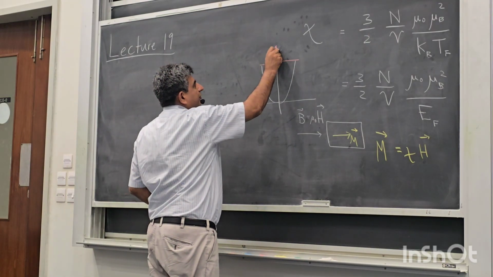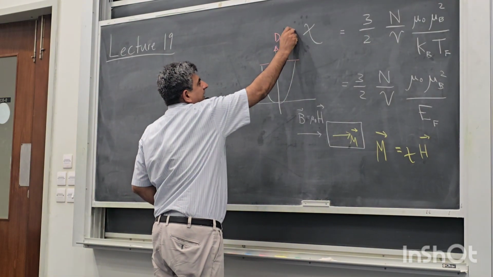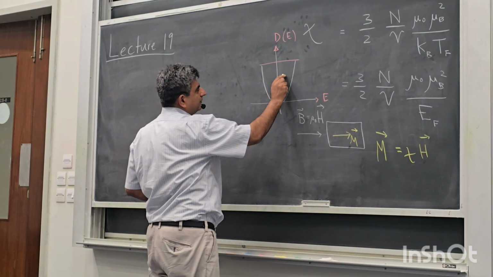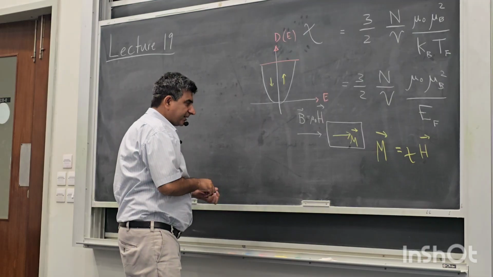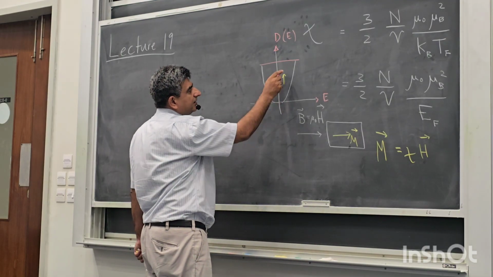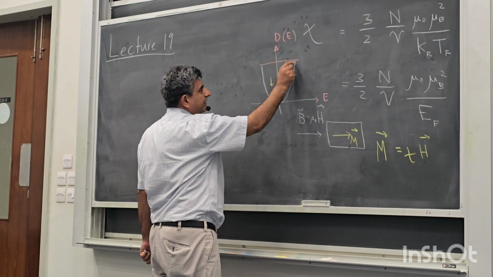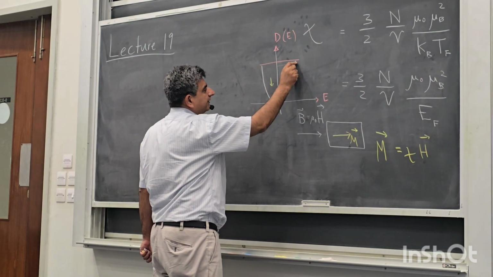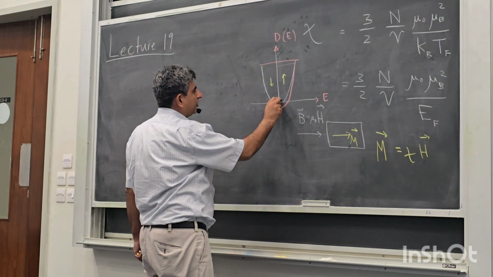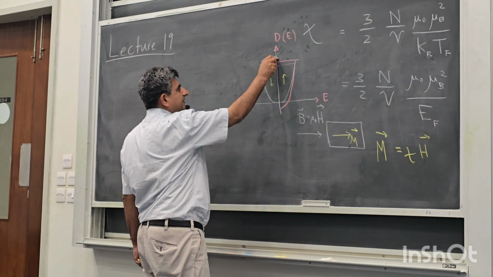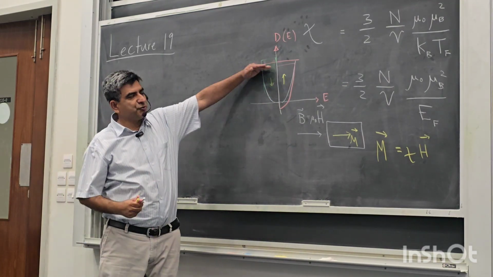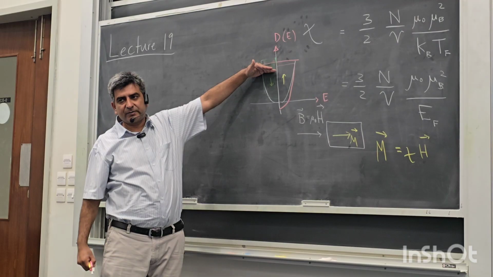This is my density of states axis, and this is my energy axis. However, if I apply a magnetic field, for the electrons with spin parallel to the applied field, this band shifts lower in energy, and for the other kind of electrons with spin in the opposite direction, their energy goes up, and some redistribution of the electrons takes place in the vicinity of the Fermi level.